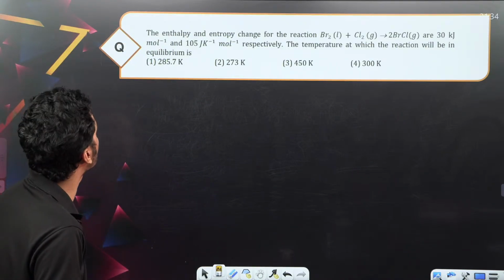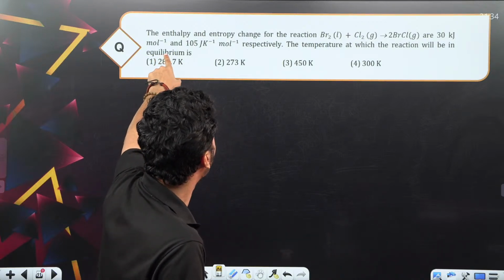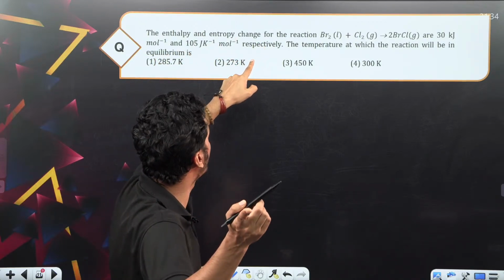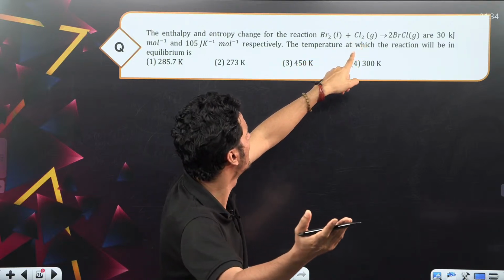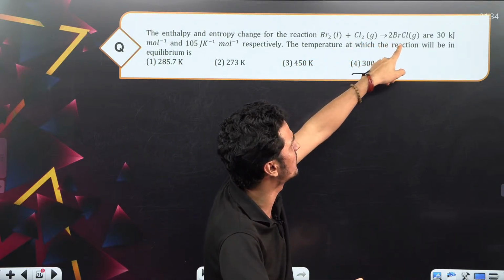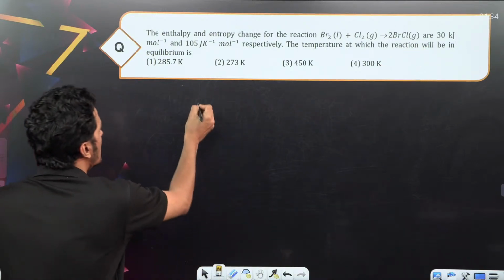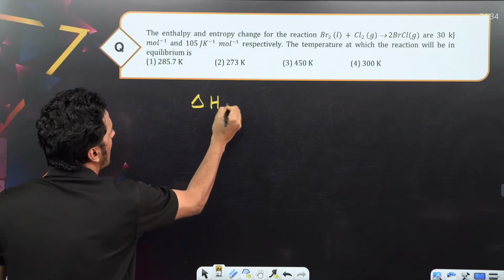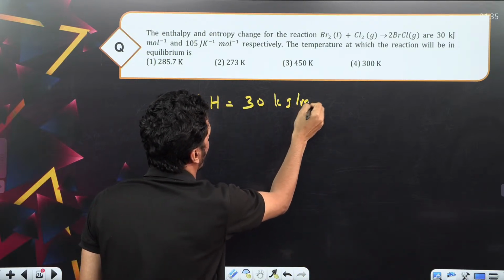So we can move to the next question. This is the question. Once we are reading this question, we can see the enthalpy and entropy change for the reaction. They have given one reaction: Br2 liquid reacting with Cl2 gas, forming 2 BrCl. Delta H, enthalpy change, equals 30 kilojoule per mole.